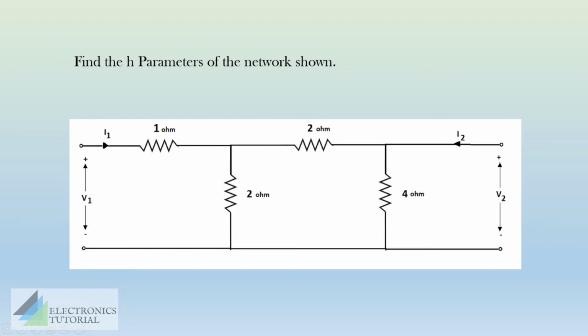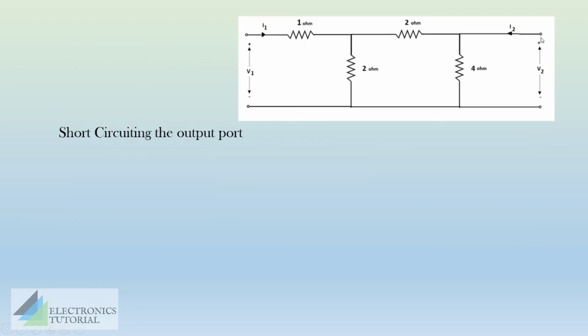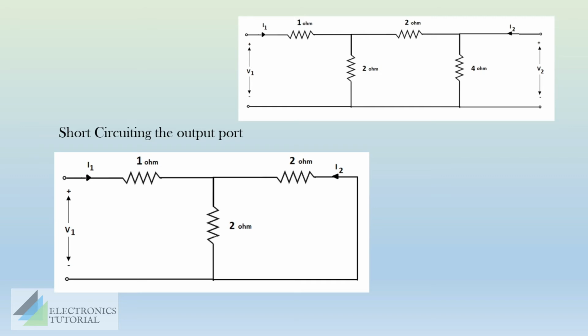We'll start with the step short circuiting the output port. These two are the output terminals, so we are going to short circuit this terminal. Here we can see another condition. There is a resistor just parallel to the shorted path, so current will not flow through this 4 ohm resistor. So we can redraw the circuit by neglecting the 4 ohm resistor. This will be our circuit.